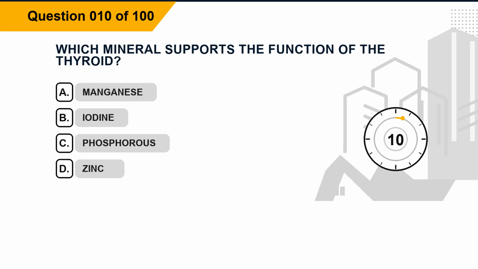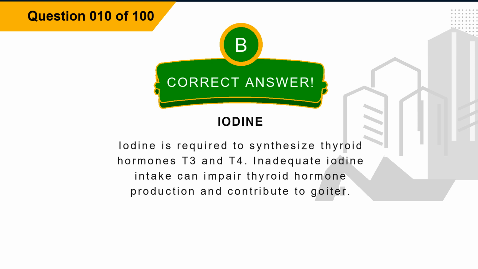Question 10. Which mineral supports the function of the thyroid? Option A, manganese. Option B, iodine. Option C, phosphorus. Option D, zinc. The correct answer is option B, iodine. Explanation. Iodine is required to synthesize thyroid hormones T3 and T4. Inadequate iodine intake can impair thyroid hormone production and contribute to goiter.